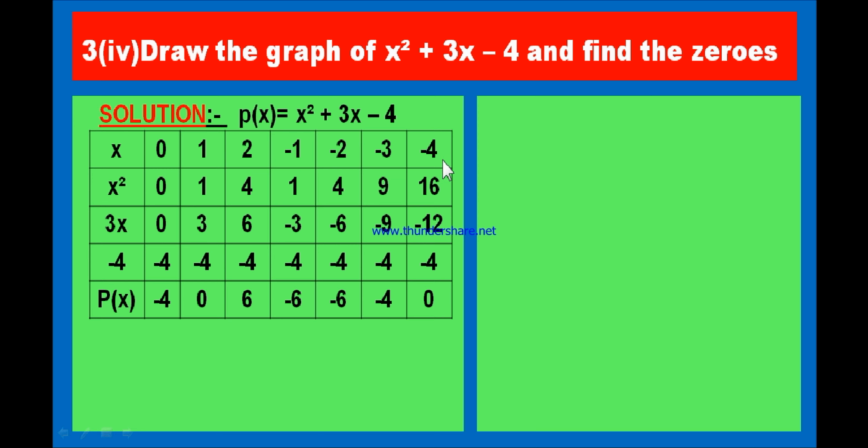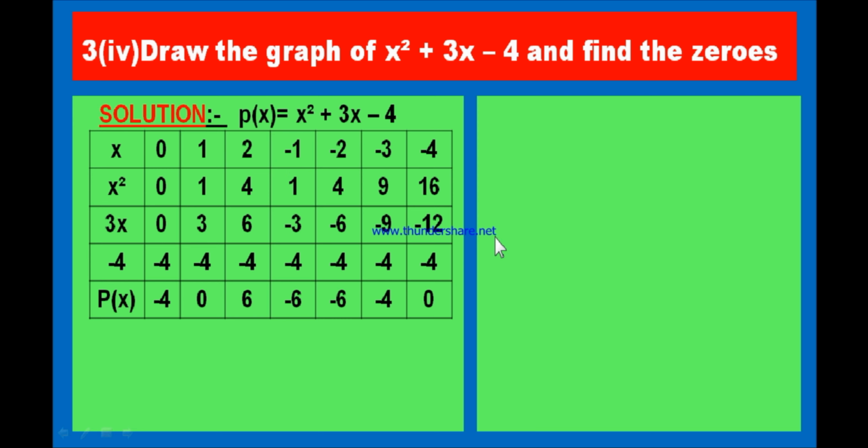Then consider x is equal to minus 4. x square is minus 4 whole square, which is plus 16. 3x, 3 into minus 4, is minus 12, and this is minus 4. If we add the negative values, minus 12 minus 4 is minus 16. Plus 16 minus 16 is 0. Now, how many points did we get here? We got 7 points on the curve.